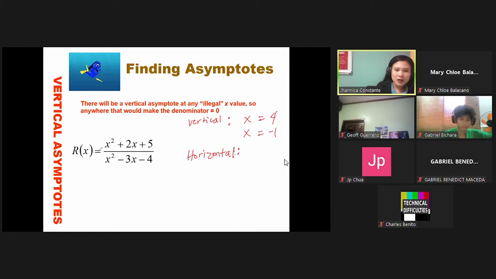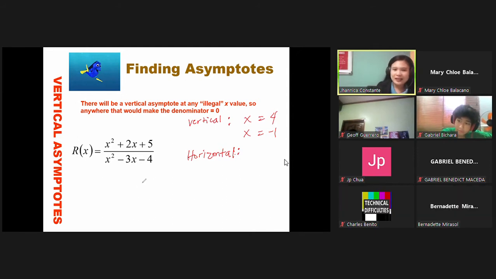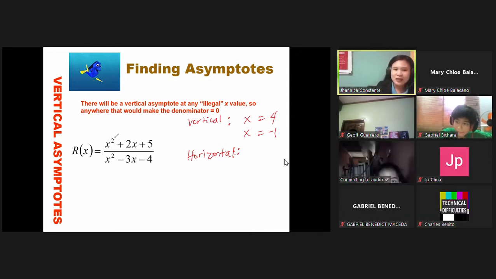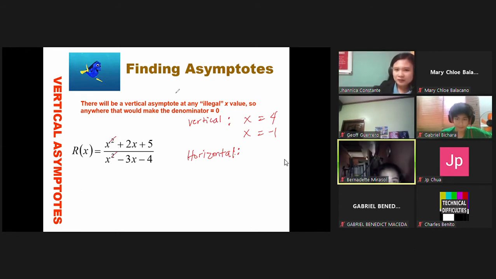Looking at the function that we have, do we have the same exponent? Do we have the same degree of exponent? Yes, we have the same. So we're not going to use the exponent to determine the horizontal asymptote of our function. Since they have the same exponent, we're going to use the coefficient of our function.